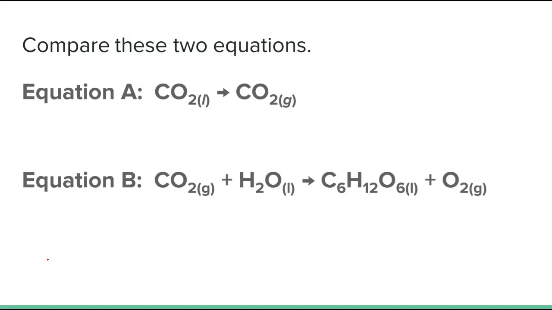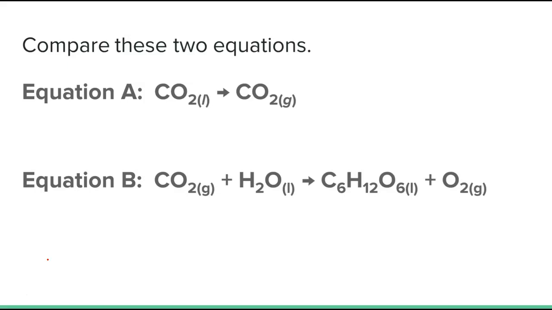But one of the things that I'm hoping you recognized is that for equation A, on one side of the equation, you have something that is written as CO2. And when you look on the other side of the arrow, you still have CO2. The letters in the parentheses are different, but what you start with, the CO2, is what is happening also on the other side of the arrow.